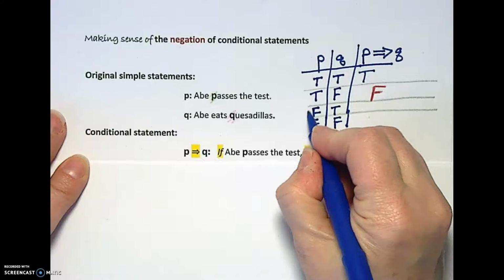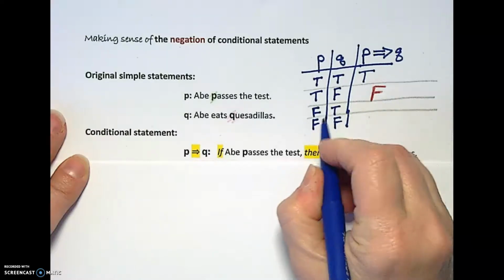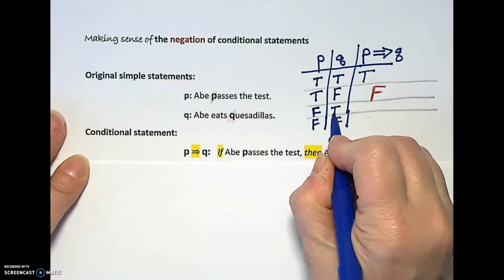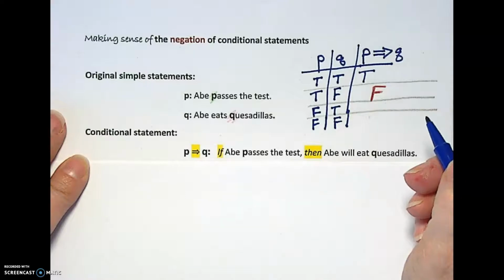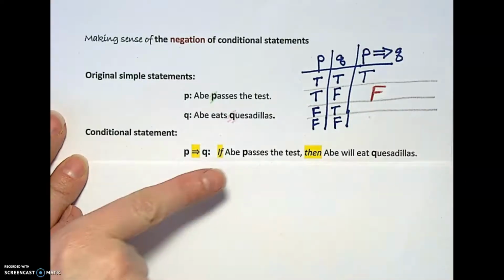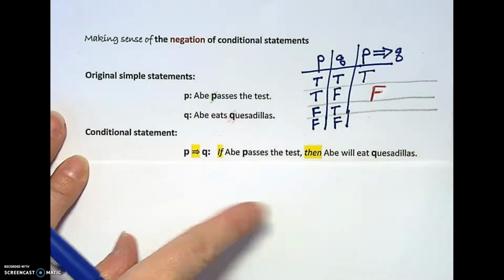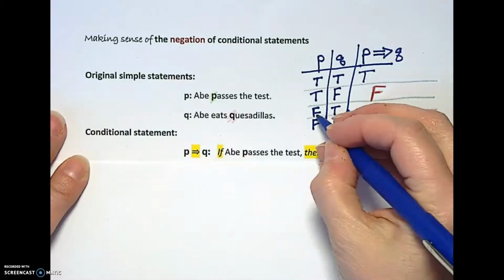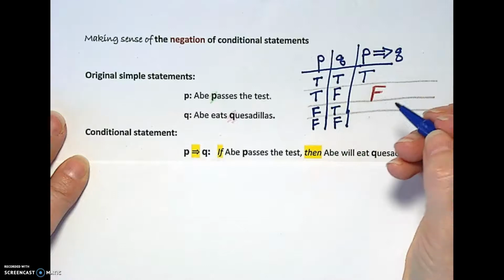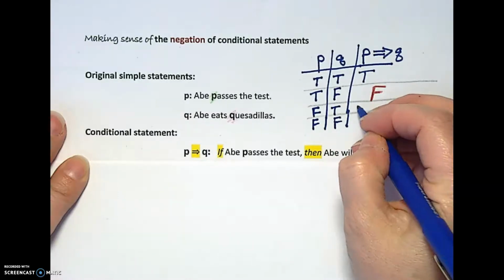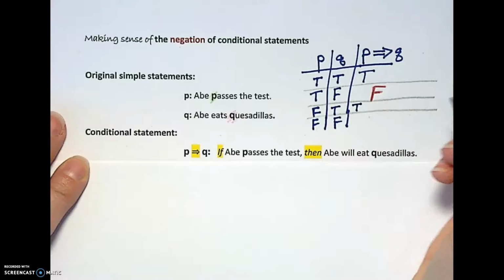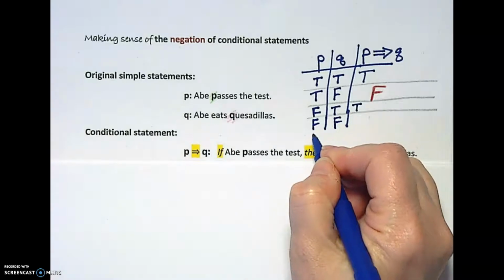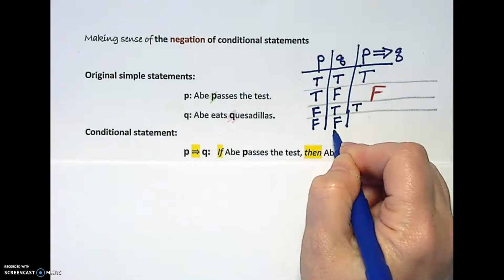So here, did he pass the test? No, he didn't pass the test. Did he eat quesadillas? Yes. And is that okay, to not pass the test but still eat quesadillas? Yeah, that's okay, because this arrow going one way is really meaningful. It only says what happens if you pass the test. It doesn't say anything about what happens if you don't pass the test. So not passing the test, you can still have quesadillas. What if the only thing you have in your fridge is cheese and tortillas? You've got to eat something. So in this case, did he pass the test? Did he eat quesadillas? Okay.